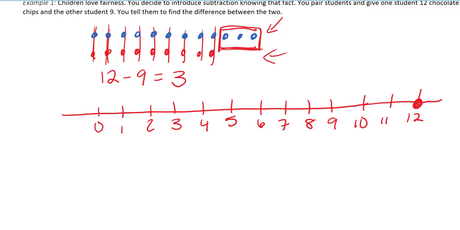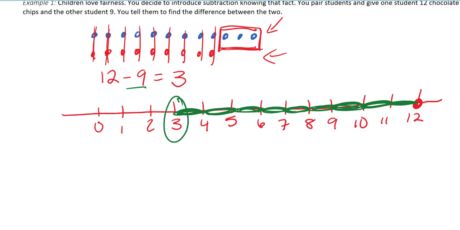So now we're just going to show 12 minus 9 another way. If you have 12 and you want to subtract 9, we're going to go down 9. So we go down 1, 2, 3, 4, 5, 6, 7, 8, 9. And so we end up at 3. So another way to see it is on a number line. This could be another way to show the students rather than doing the chocolate chips.